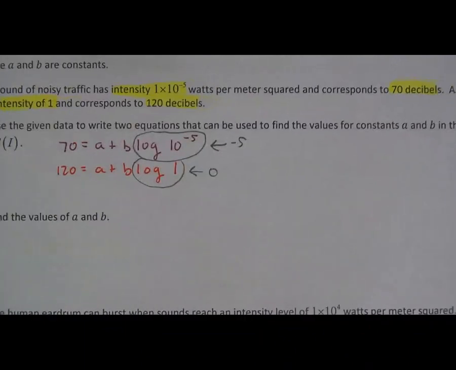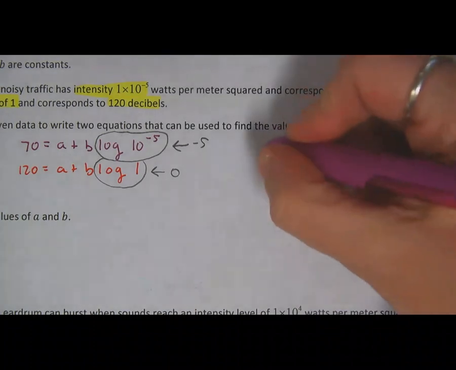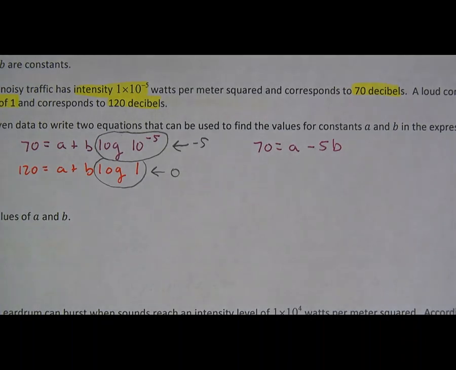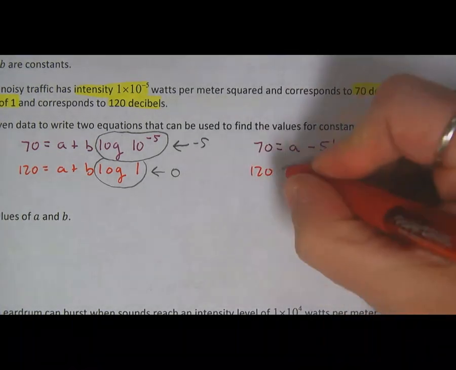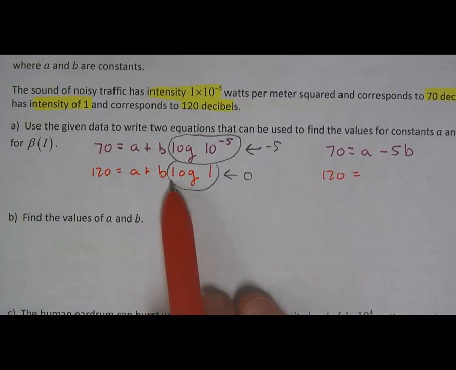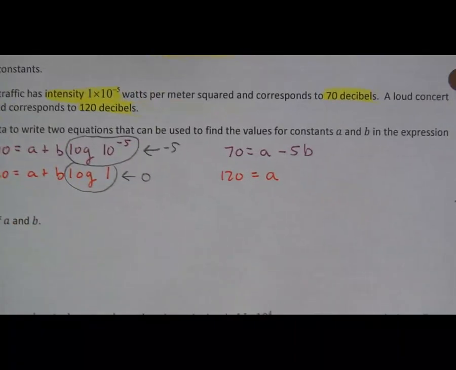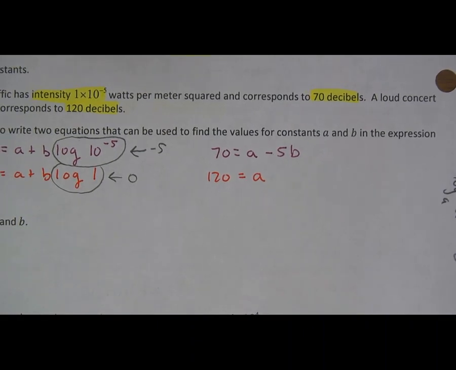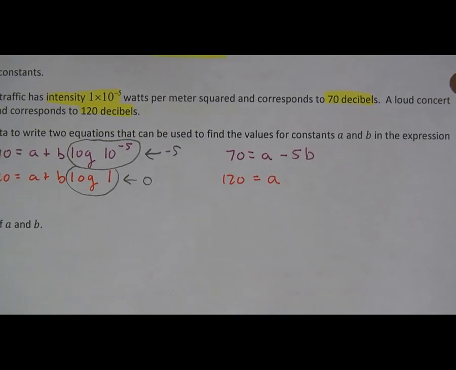So check this out. I kind of just made the logarithm situation disappear. I really have 70 equals A minus 5B, and 120 equals, well, 0 times B is going to just be what? 0. Oh my gosh, what is A? We already solved for A. Now how easy is it going to be to solve for B? Very, very easy. Yes. Right here, log base 10 of 10 to the negative fifth is negative 5, and that's being multiplied by B. So negative 5B.